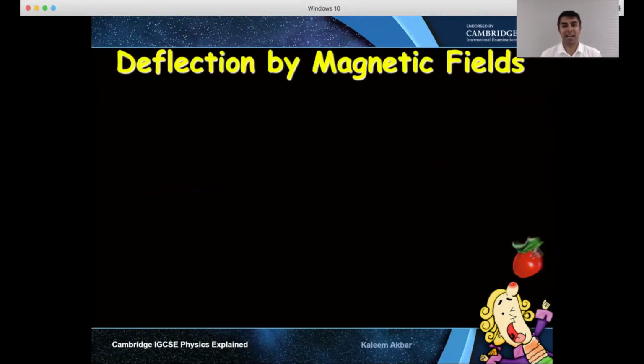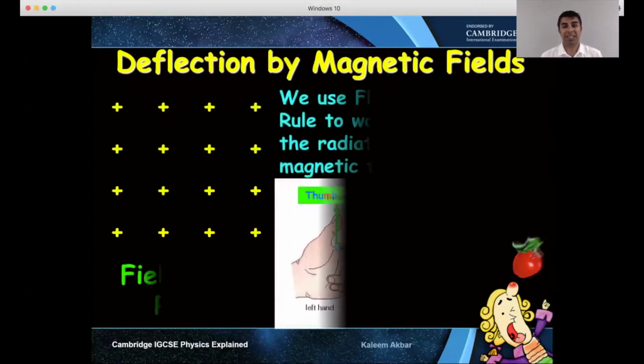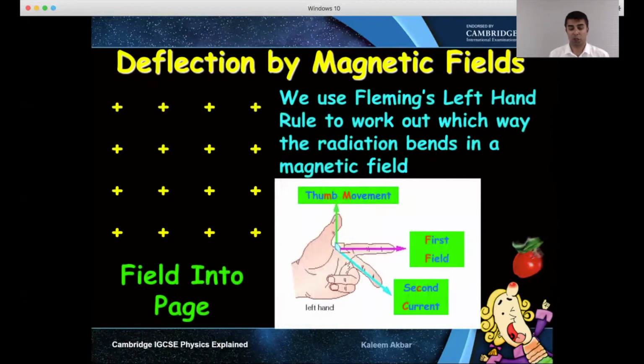Deflection in a magnetic field. This is based on Fleming's left-hand rule, where your thumb, your first finger, and your middle finger are all perpendicular to one another. They are all at right angles. So, how does this work? Well, basically, Fleming's left-hand rule is based on conventional current. Conventional current goes from positive to negative.